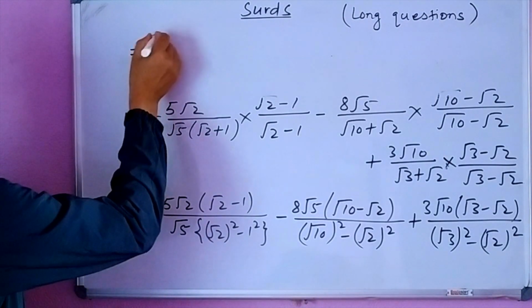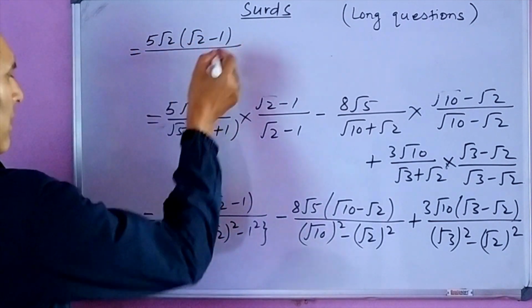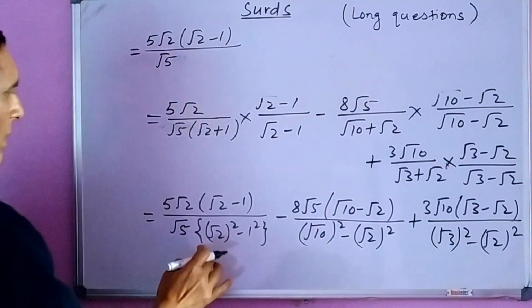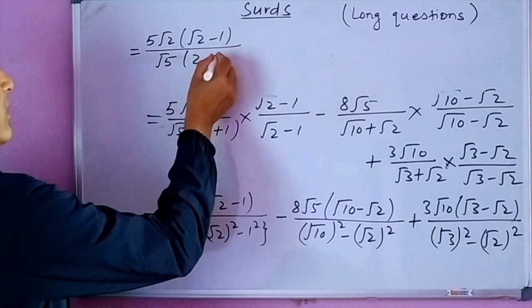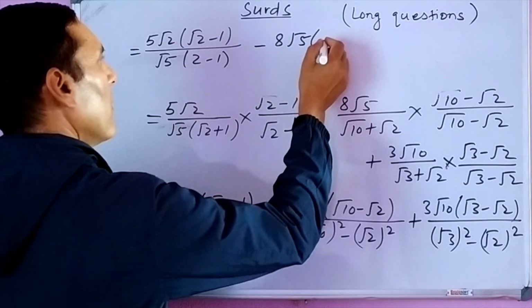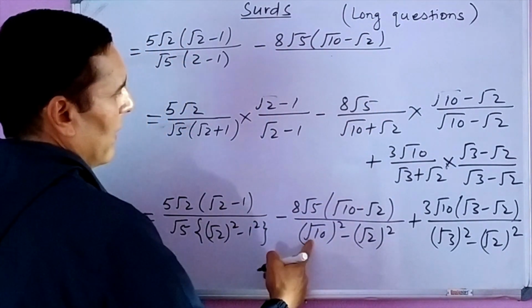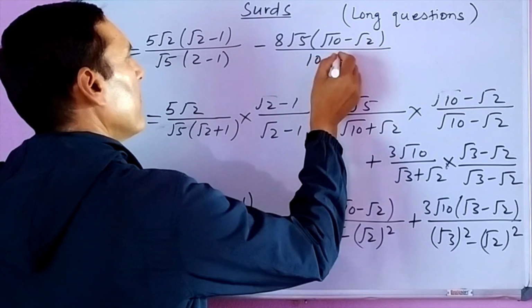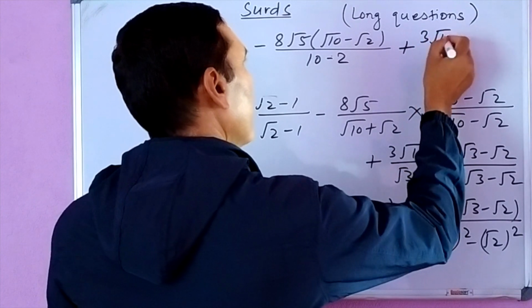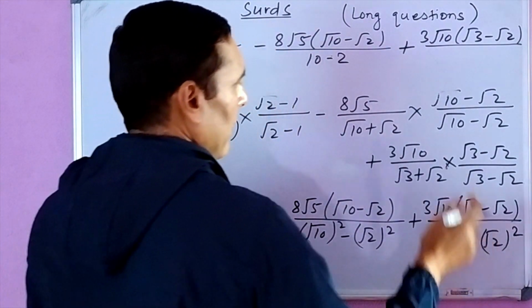So this is (5√2 − 1)/√5, then (2 − 1) minus 8√5(√10 − √2)/(10 − 2), and here 3√10(√3 − √2)/(3 − 2).